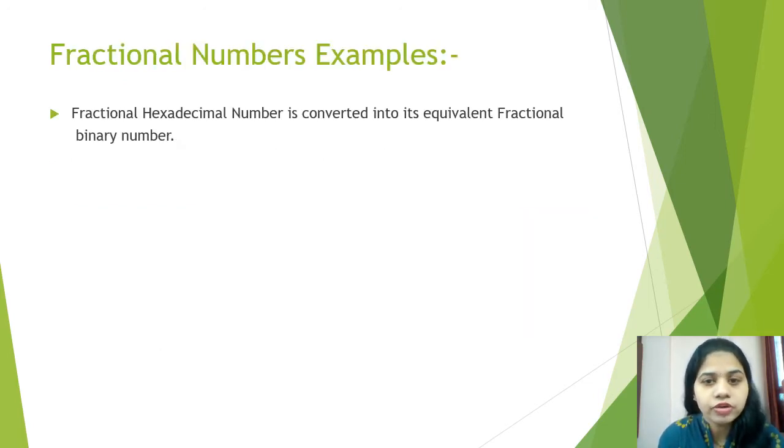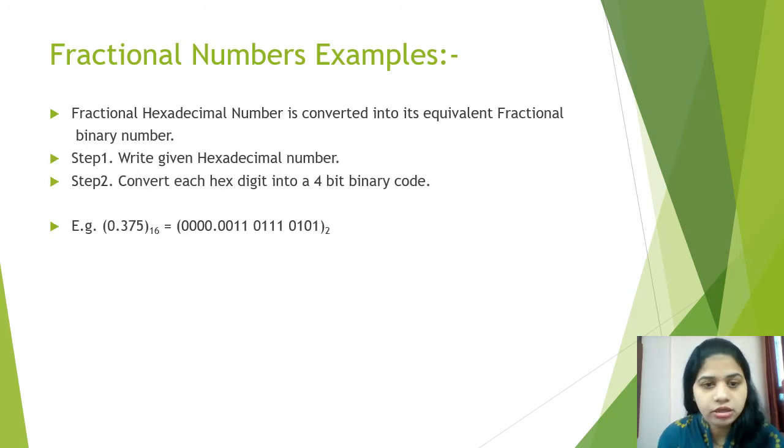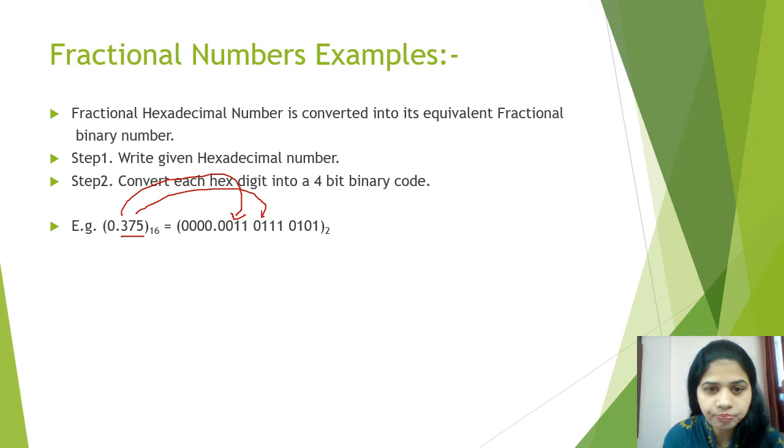Now let us discuss an example of a fractional number. Here the procedure is the same. Again, we have to convert the given digits into their corresponding equivalent 4-bit binary numbers. So 3 is replaced by 0011, 7 is replaced by 0111, and 5 is replaced by 0101. So the number becomes 0000.0011 0111 0101. This is the corresponding binary of the given hexadecimal number.